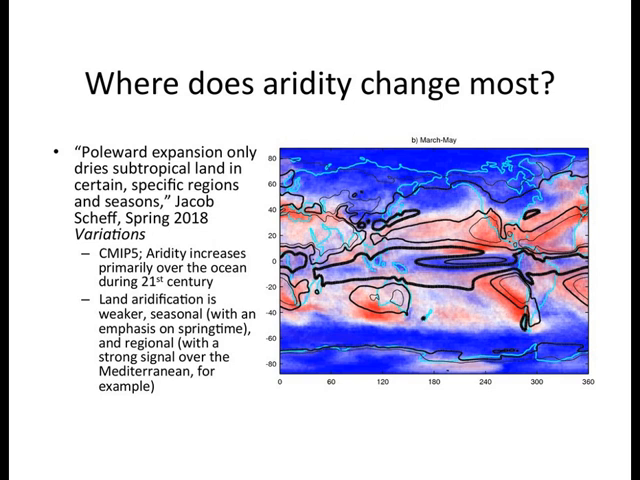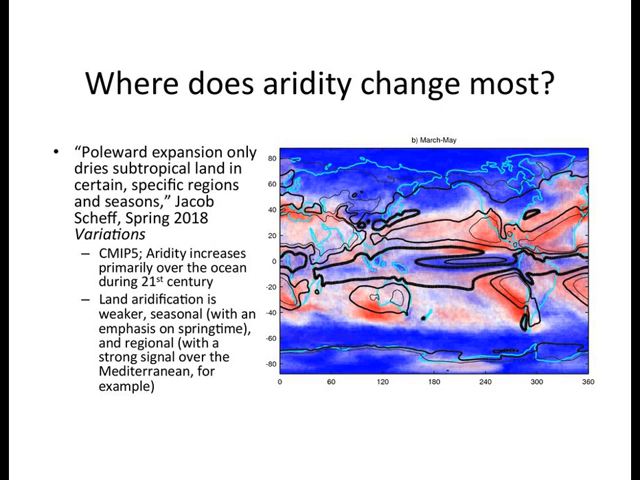in the shading. So bright blue is decreasing aridity, and it's statistically significant. The bright red is increasing aridity, and it's statistically significant. And the whitish grayish shades are where it's not significant in most of the models. And the first thing you'll notice if you look at the figure for a moment is that the strongest changes in aridity are over the ocean.